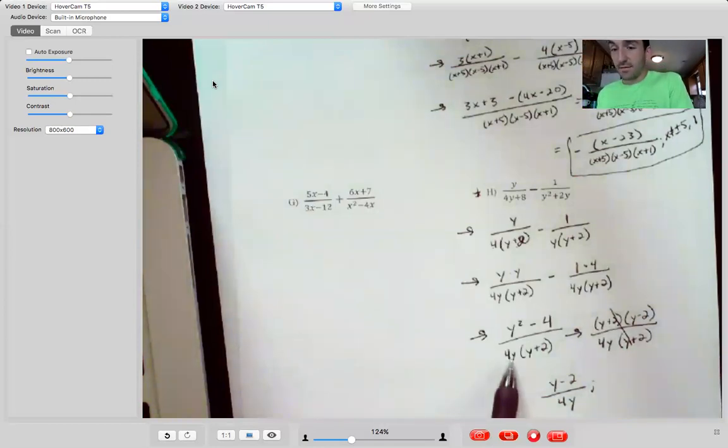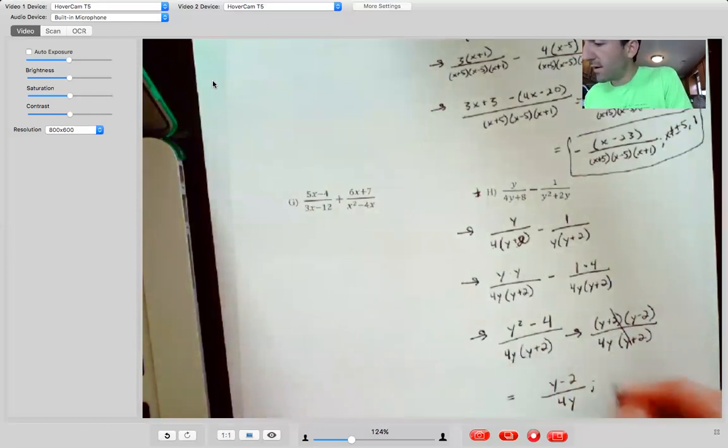And then we go back here for our restrictions. If we plug in 0 right there, we get 0 on the bottom. If we plug in -2, we get 0 on the bottom, so x can't be 0 or -2.